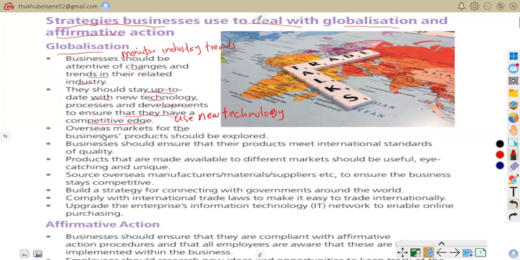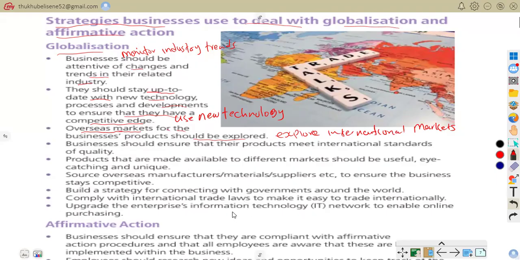Overseas markets for the business products should be explored. So you're talking about the overseas markets for the business products should be explored. So explore international markets. Sell products globally. So that is that.